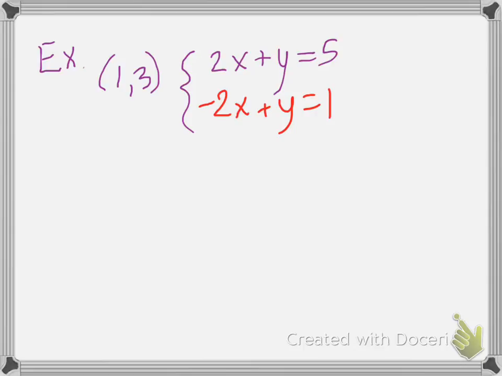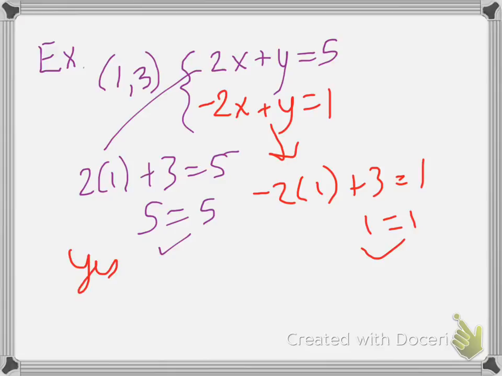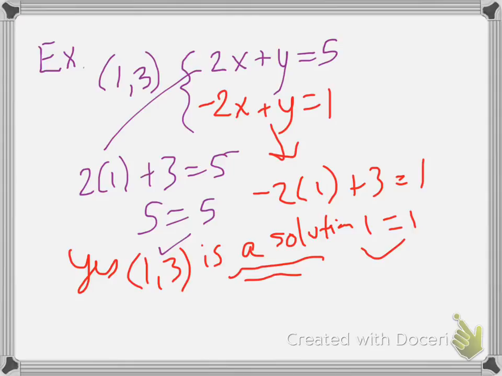So you should have gotten yes on this. If I plug this in, 2 times 1 plus 3, I get 5 equals 5, which yes, is a point on that line. So I try it on the red line, negative 2 times 1 plus 3, and I get 1 equals 1. So yes, the point (1, 3) is a solution to the system of equations.